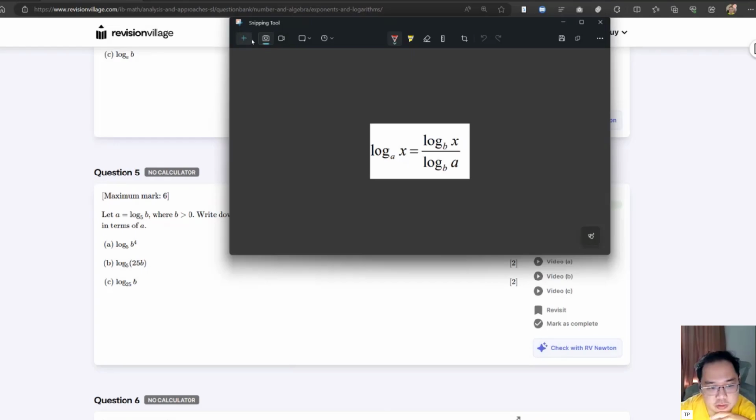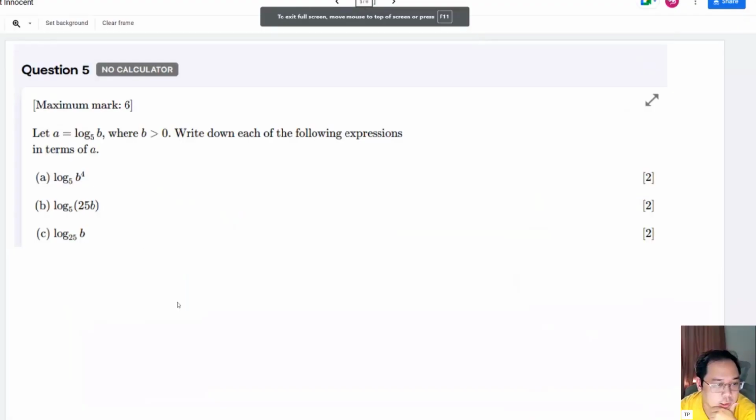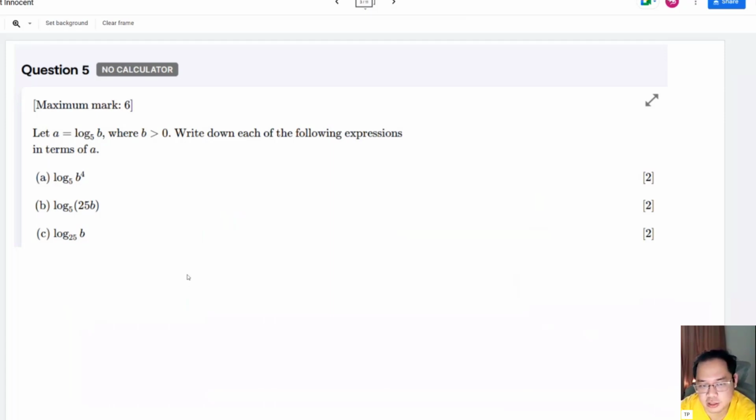Now, question number 5. A is the log base 5 of b, where b is greater than 0. Of course, the value behind the log must always be a positive value. It can never be a negative value, because if b is negative, the log is invalid. Write down each of the following expressions in terms of a. Log base 5 of b to the power, easy. Just bring the indices to the front.